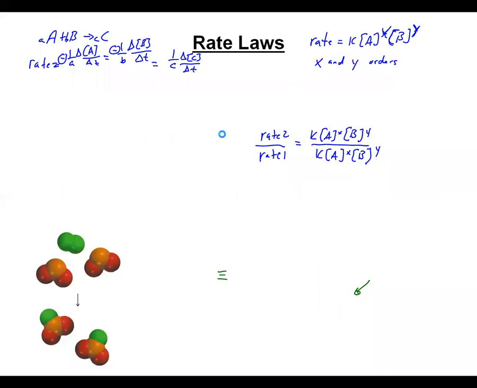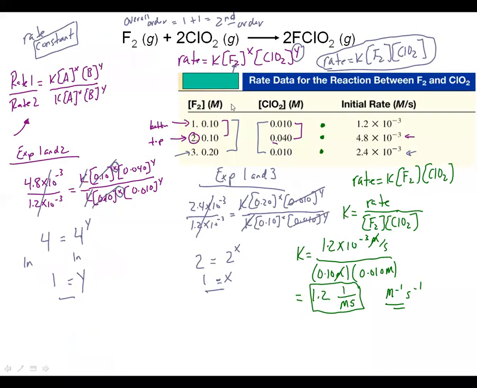There it is. So again, this is a common type of table that you find in kinetics problems. Again, you have the concentrations of your reactants. You also have the initial rates, and basically you have experiment 1, experiment 2, experiment 3, maybe even more than that in terms of experiments.